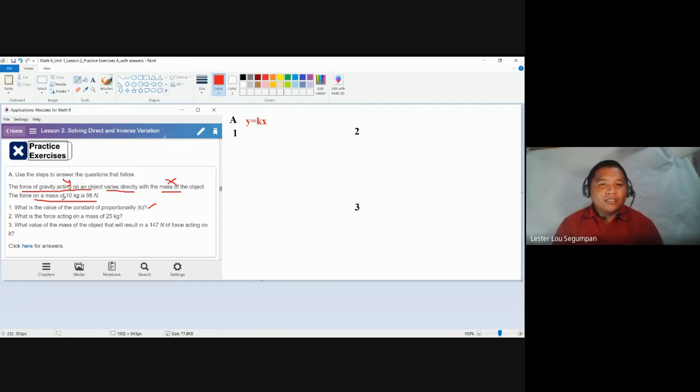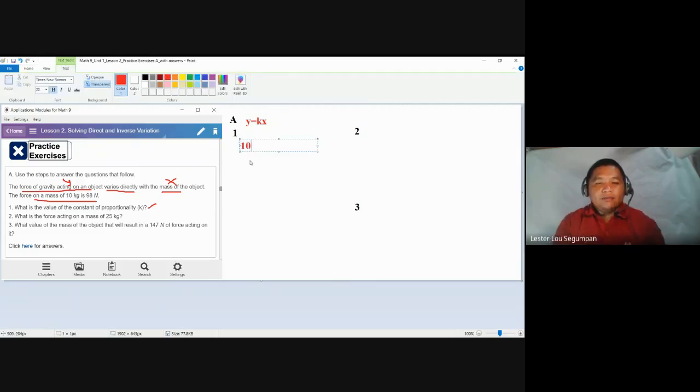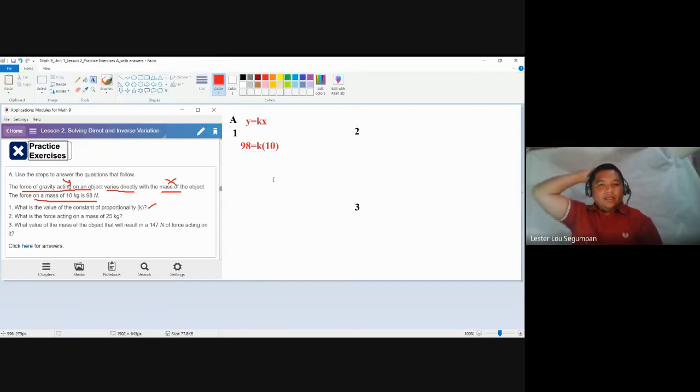So here the force, that's your y. We could write it here: the force, 98 newtons, is equal to k times 10. To solve for k, we simply need to divide both sides by 10. So k is equal to 9.8, which is actually our gravity, 9.8 meters per second squared, the gravity on Earth.